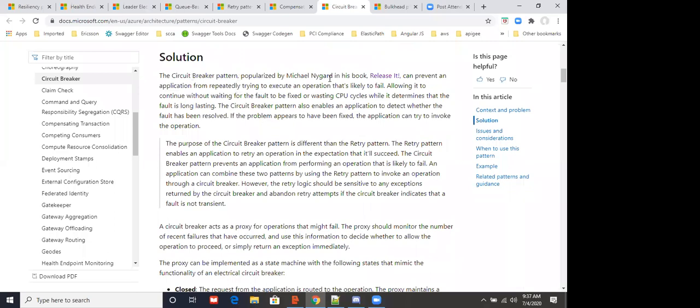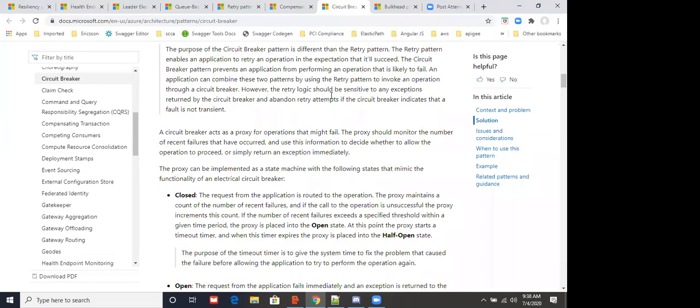I think this pattern was first brought up or popularized by this guy in this book, so you can take a look at this book later. If you notice here, they clearly distinguish the high level idea of the circuit breaker pattern from retry. Retry enables the application to retry in the expectation that it will succeed, but the circuit breaker prevents an application from performing an operation that's likely to fail. So both support each other. One is retry with the hope that it will succeed, but this is preventing what is likely to fail. That's why people generally combine these two patterns.